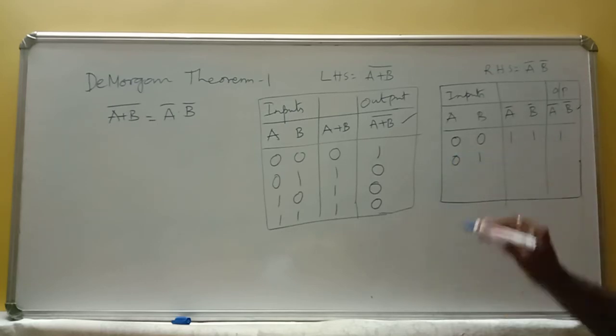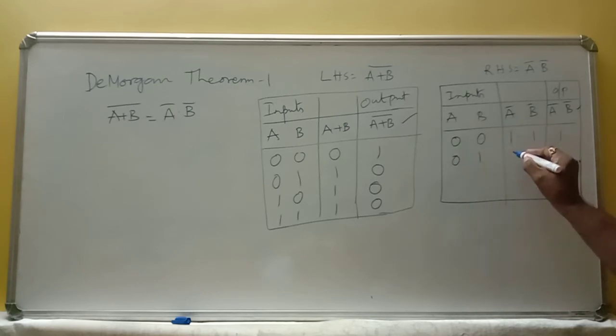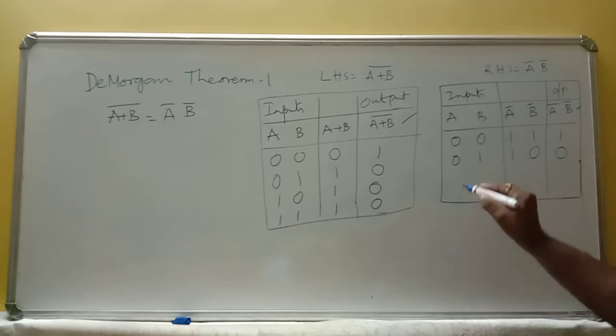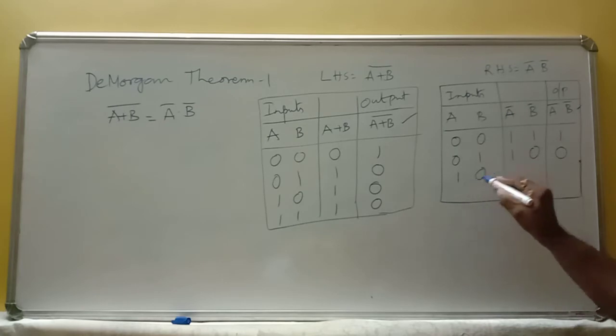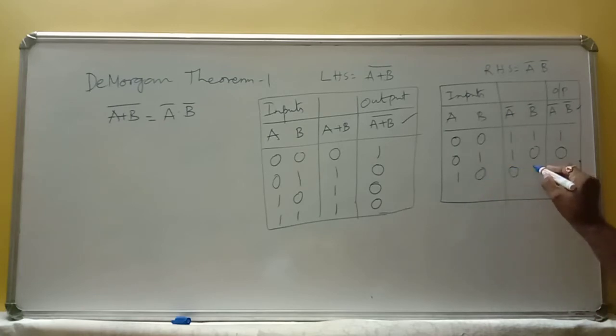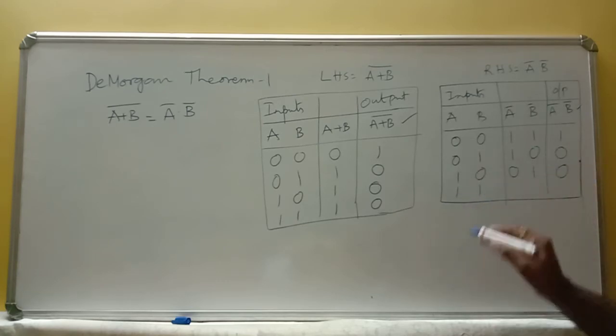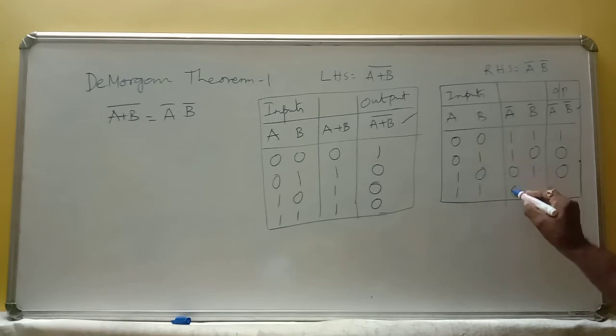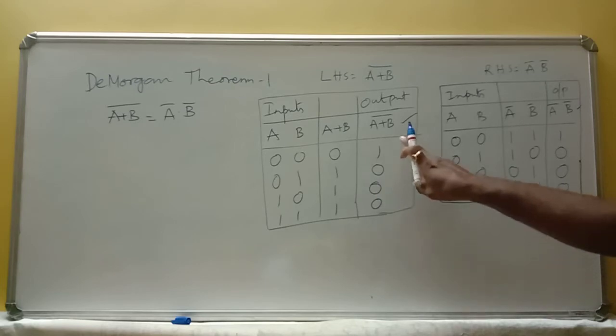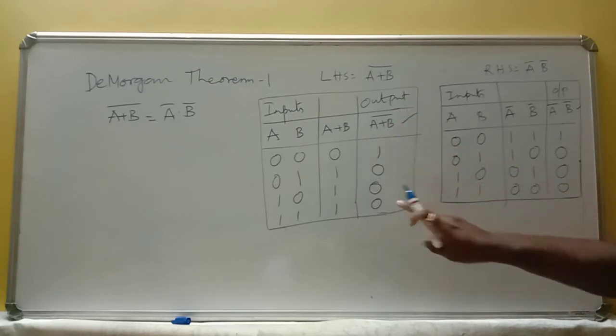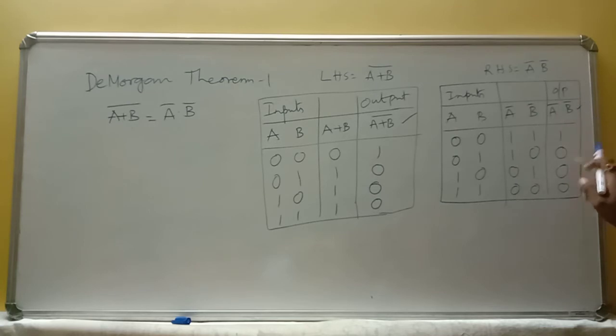For 0, 1: 0 bar means 1, 1 bar means 0, 1 into 0 is 0. For 1, 0: 1 bar means 0, 0 bar means 1, 0 into 1 is 0. Here the inputs are 1, 1. What happens? A bar, 1 bar means 0. B bar, 1 bar means 0. 0 into 0 is 0. Now, LHS A plus B whole bar is 1, 0, 0, and RHS A bar B bar is 1, 0, 0. So both are the same, so that theorem is verified.